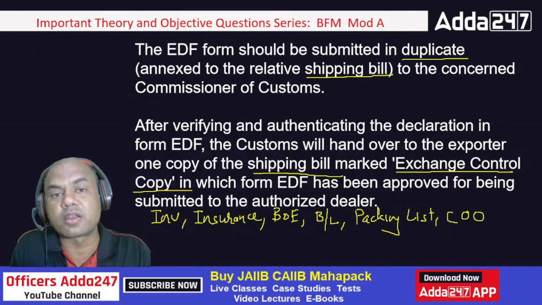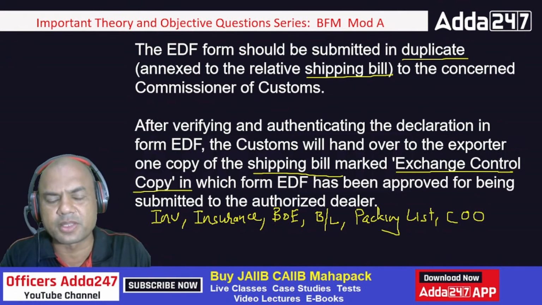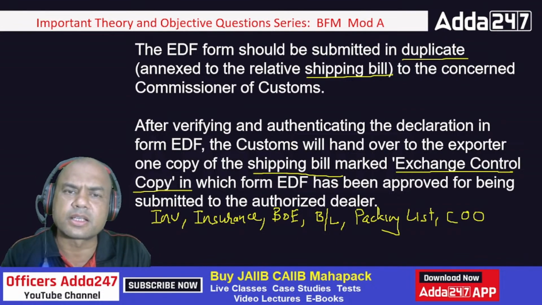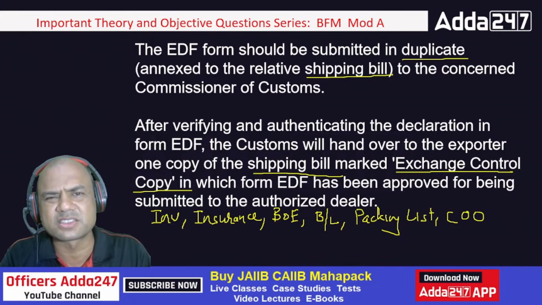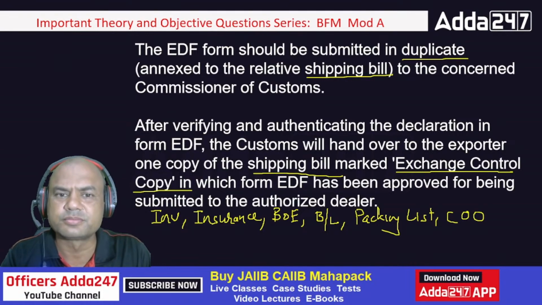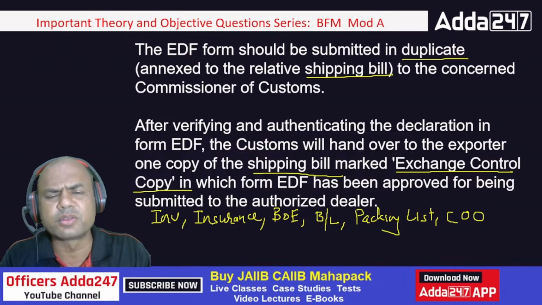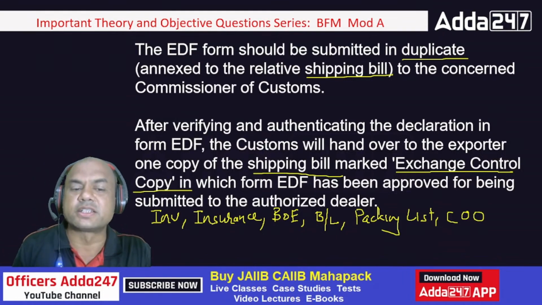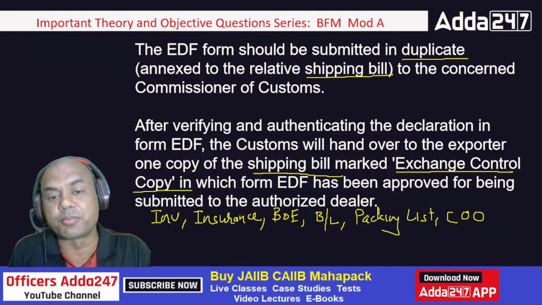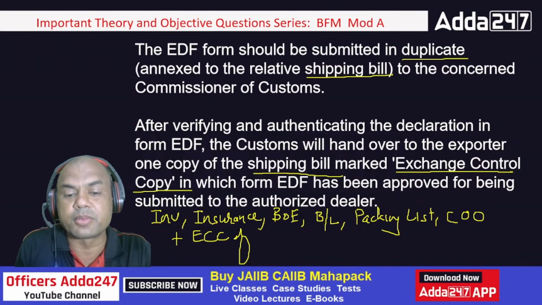The shipping bill is a printed copy. It comes out from the software of the customs. Once you submit this EDF, the customs office gives you that printout. Nowadays everything is computerized and linked, so you don't need a printout. You will study this in the ABM subject. So there is no need for physical prints nowadays. The exchange control copy of this shipping bill is to be submitted by the customer, plus ECC.